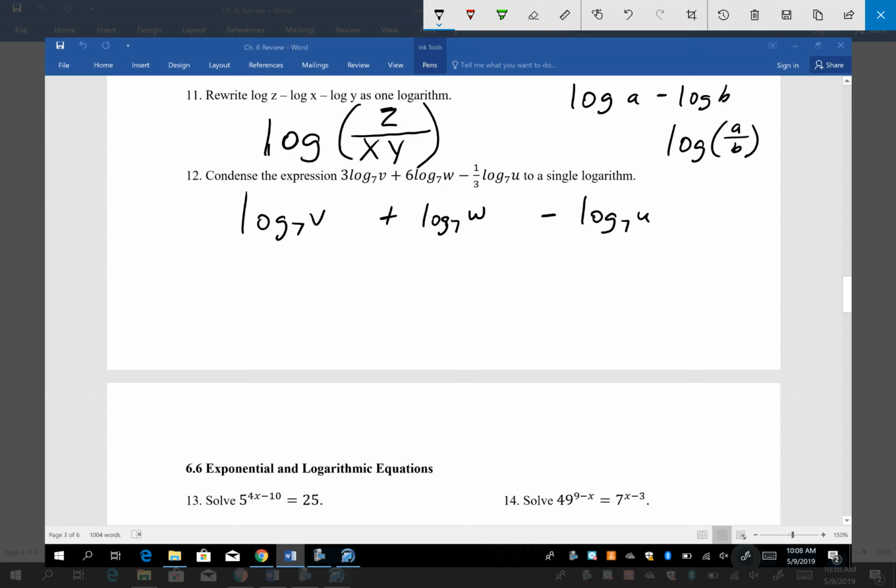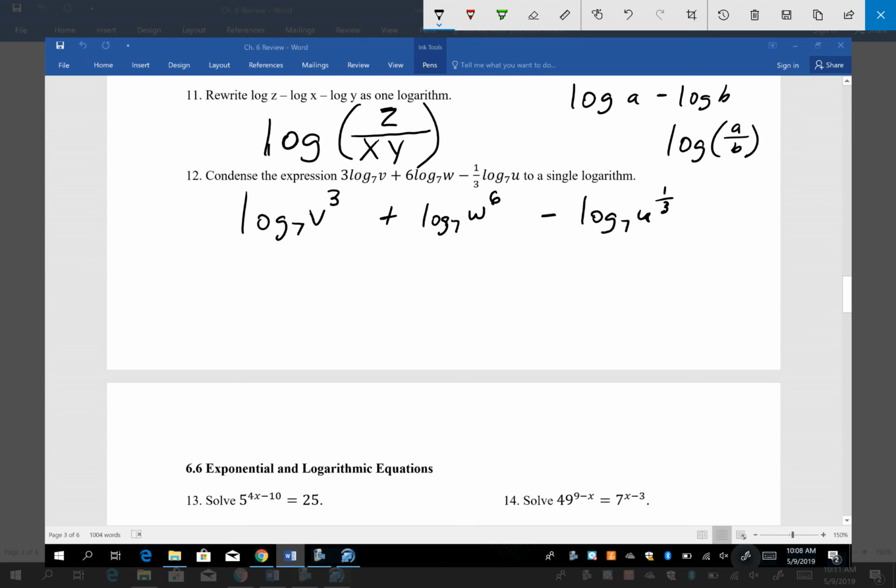Is this relevant to this one? It is. This is number 12. So do you see how the first one says 3 log base 7 of v? So now I'm going to write log base 7 of v cubed. V cubed, see where I moved the 3? I'm going like reverse power property. So the W is going to get what power? 6. And what about the U? 1/3.